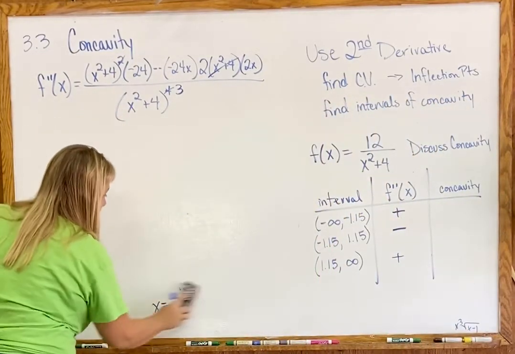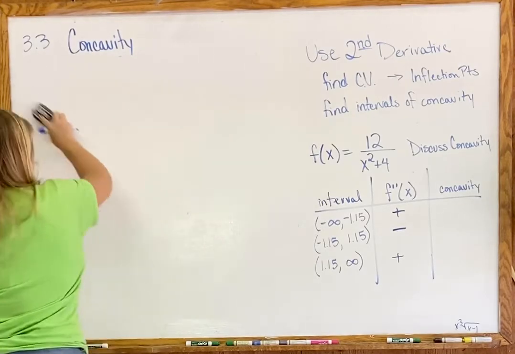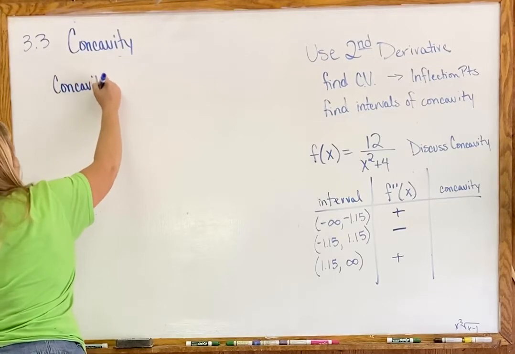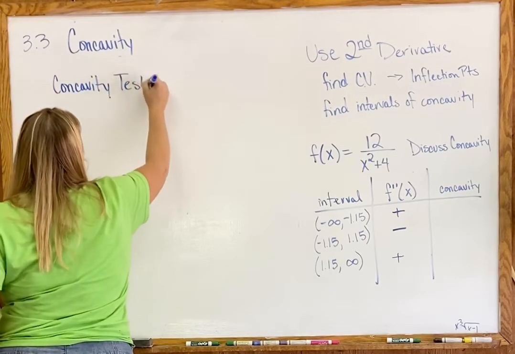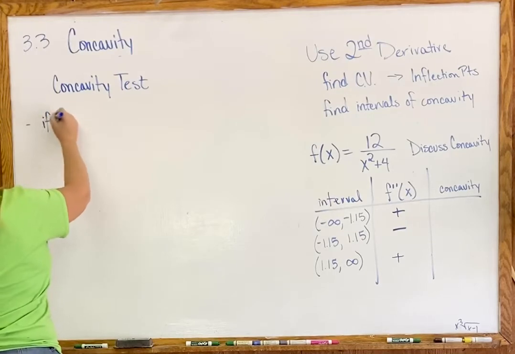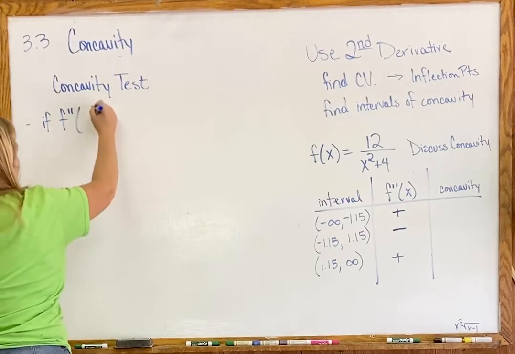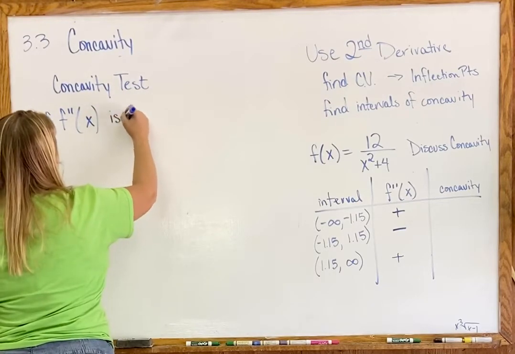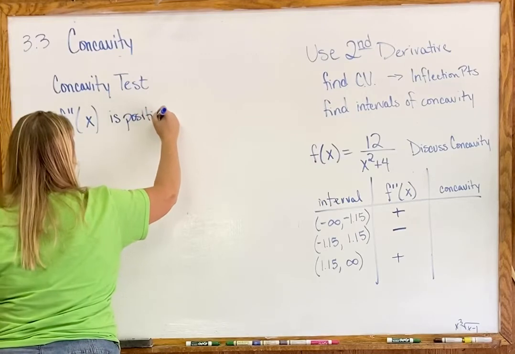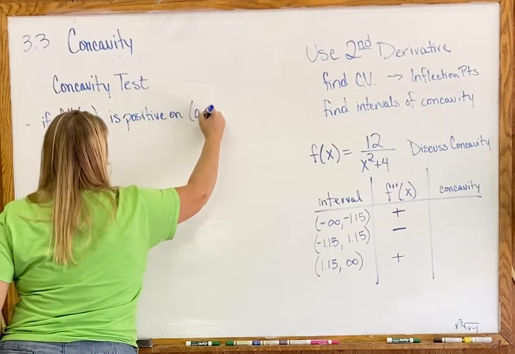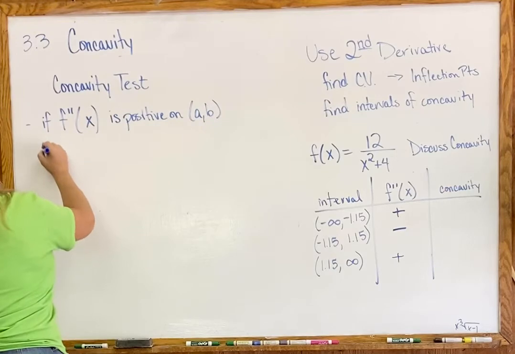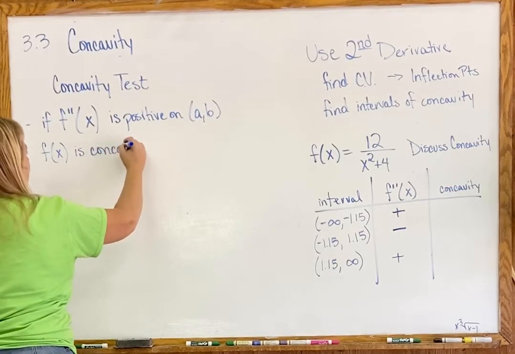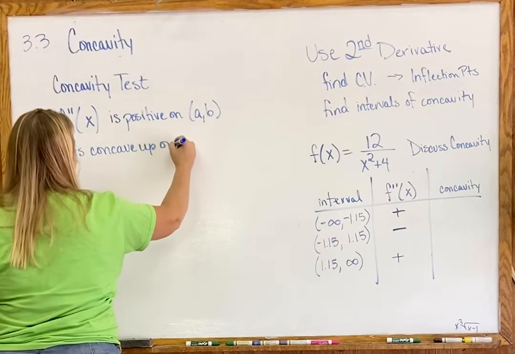Now, like I said, we were able to do this point, but then I forgot to tell you about the concavity test. So the concavity test says, if f double prime of x is positive on a to b, f of x is concave up on a to b.